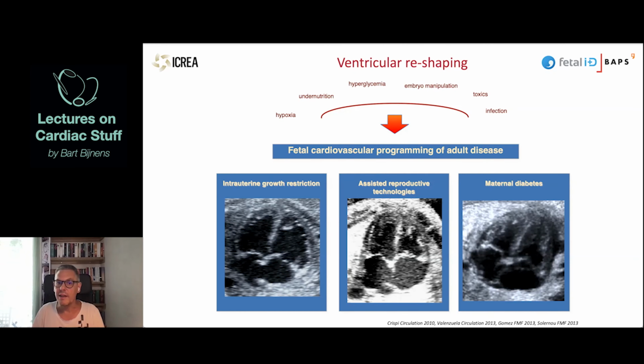Now, if you have an IVF baby, for example, so with assisted reproductive technologies, what we see regularly is that the right ventricle becomes more spherical, while the left ventricle remains the same. It's not completely clear yet why that would be, but this is something that you observe. Or when the mother has diabetes, what you often see is a thicker wall, also with some changes in the sphericity.